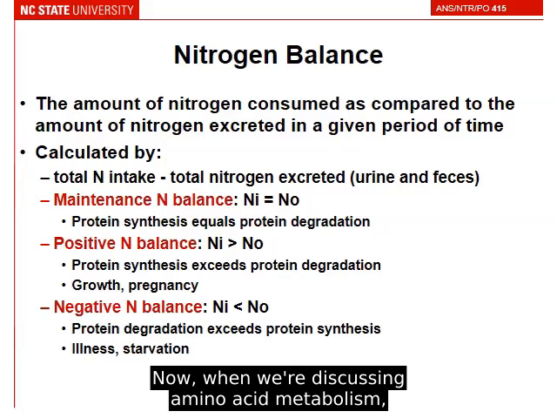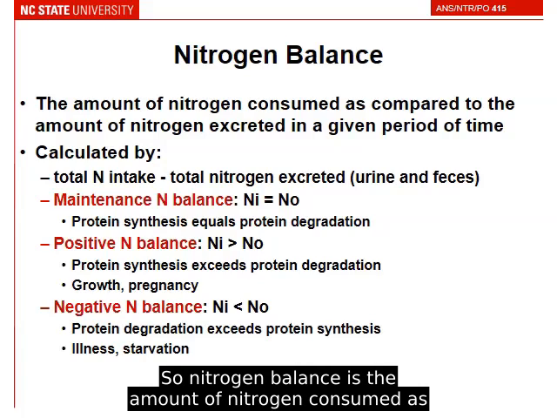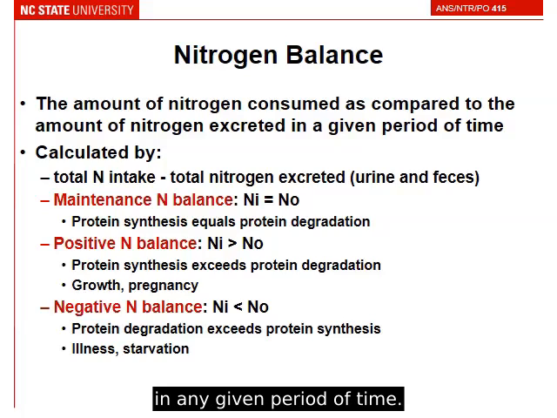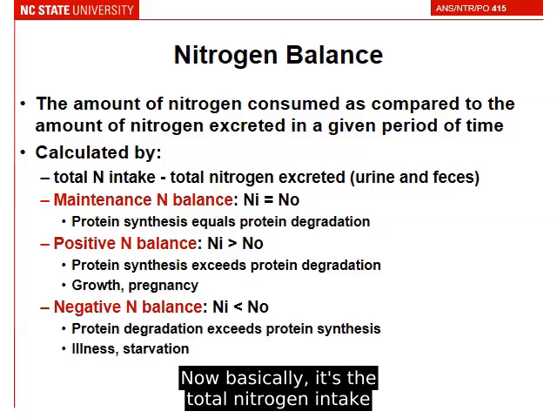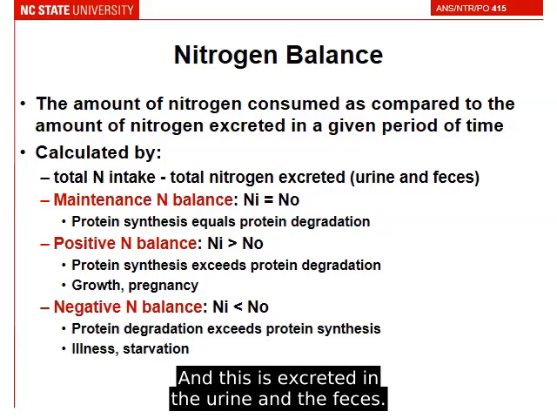Now, when we're discussing amino acid metabolism, we have to account for nitrogen balance. So nitrogen balance is the amount of nitrogen consumed as compared to the amount of nitrogen that's excreted in any given period of time. Basically, it's the total nitrogen intake minus the total nitrogen excreted, and this is excreted in the urine and the feces.